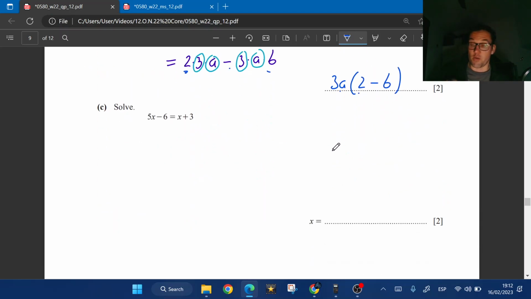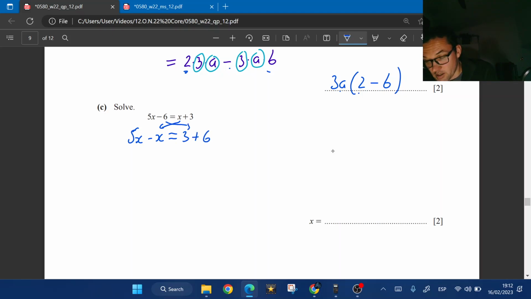Solve. Now we define what x is. So keep your equal sign lined up. I'm going to leave the 5x where it is. I'm going to subtract x from both sides, or move the x there. Positive becomes negative. I'm going to leave the 3 on the right hand side of the equal sign. And we're going to add 6 to both sides, or add 6 on the other side. So that will give you 4x equals 9. And then, of course, 4 times x, we divide on the other side. So 9 over 4 is the correct answer.